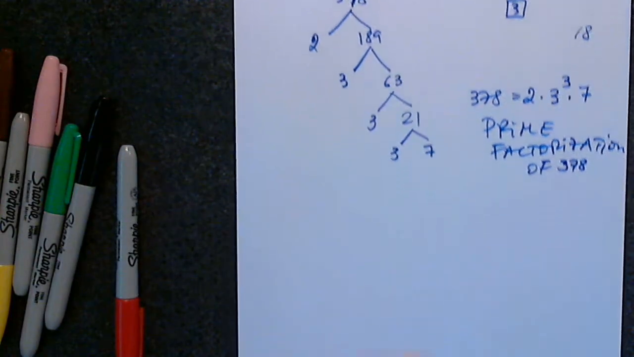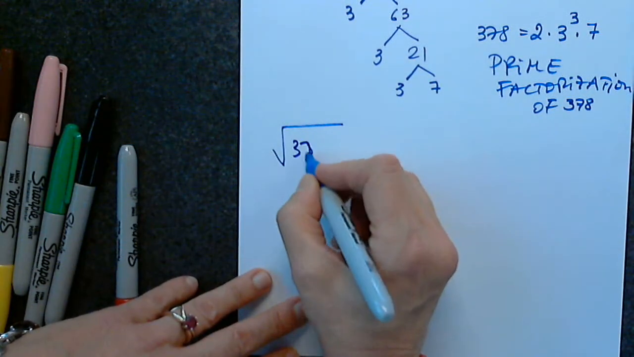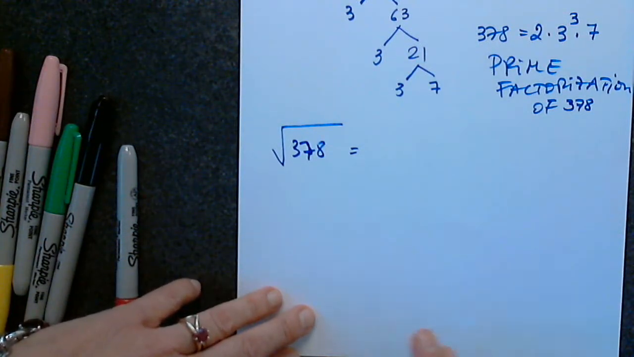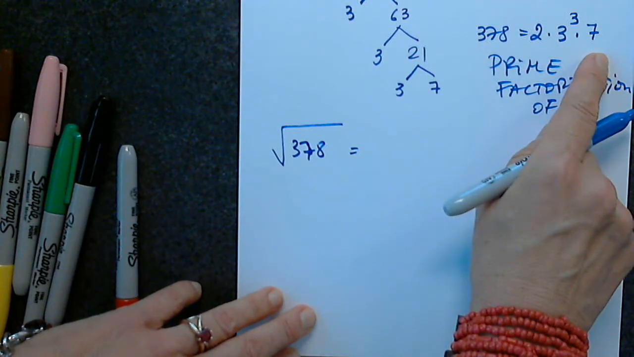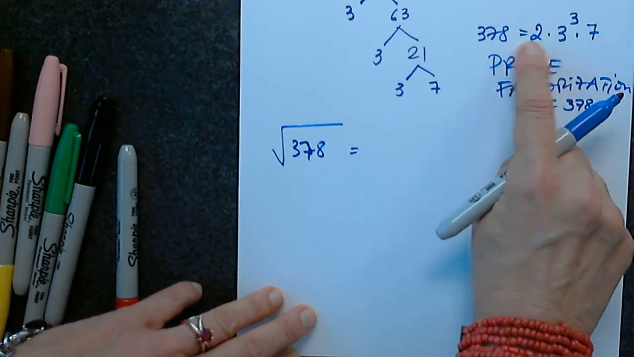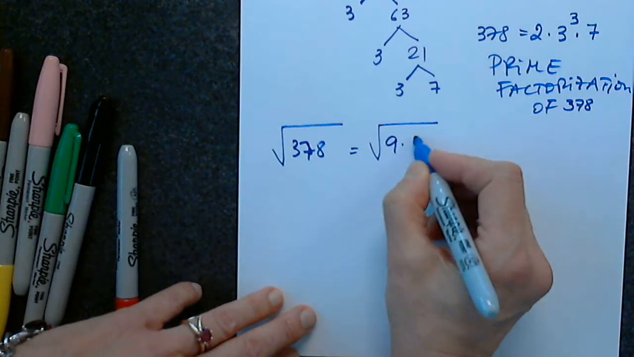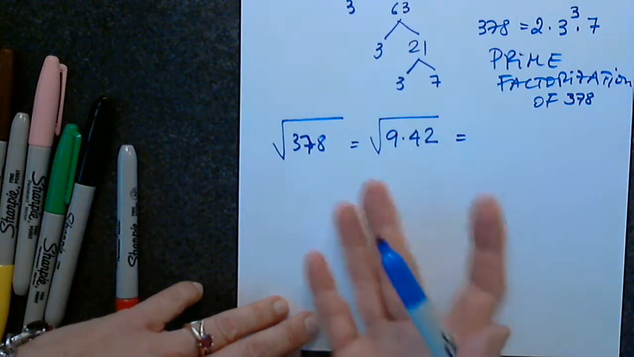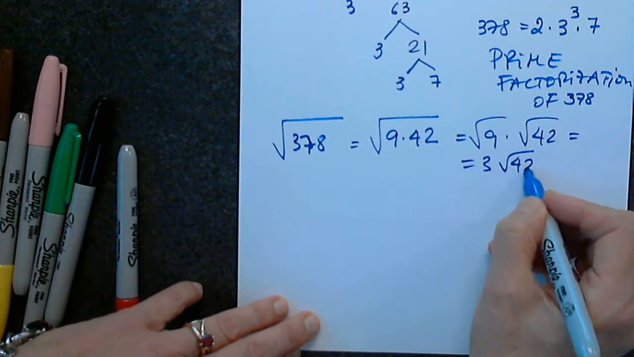So now when I want to put it under the square root, the square root of 378, then I know exactly how to split it. Basically I have a 2, a 3, a 9, and a 7. Only the 9 will be a perfect square. So 2 times 3 is 6, and 6 times 7 is 42. So this is basically 9 times 42. There's nothing else I can do other than write the square root of 9 times the square root of 42, which will be 3 times the square root of 42.